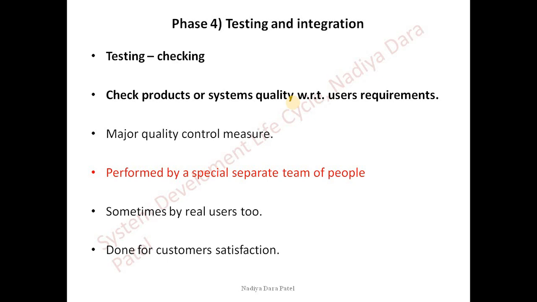Now, make sure that we have developed a system for somebody else. Somebody else is going to be using it, or somebody else has got it done by us. We have developed a system on his requirements. Whatever requirements or suggestions were given by the customer or the user, we have built a system accordingly. So it is expected that we perform the phase of testing and integration with the help of the user's requirements. This phase is a major quality control measure.